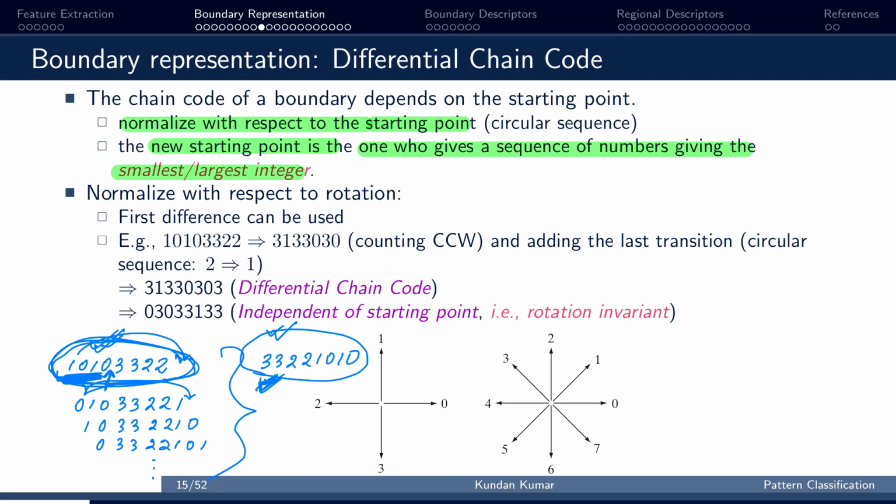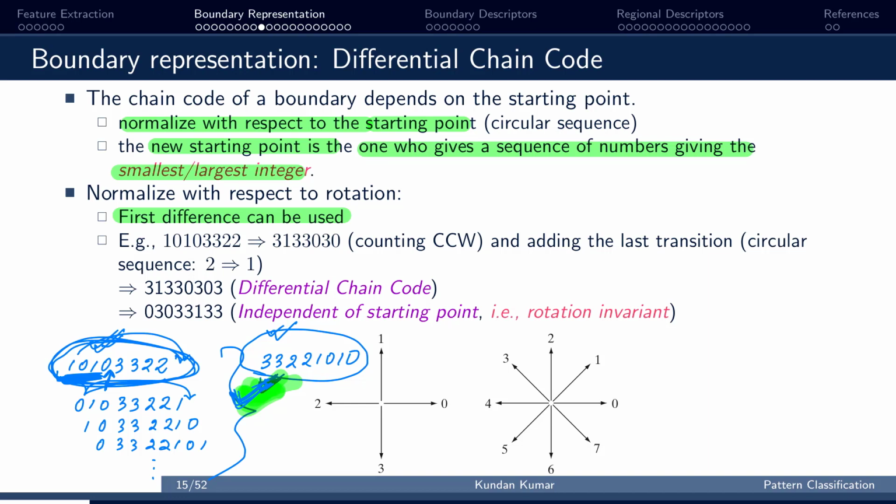We should also consider the first difference of the chain code to normalize it with respect to rotation. This makes it independent of the initial point, but this will not make it completely rotation invariant. So to make it rotation invariant, we have to consider the first differential chain code.